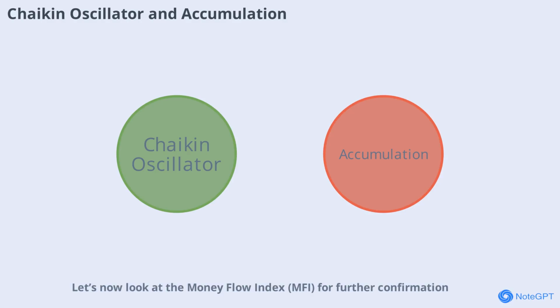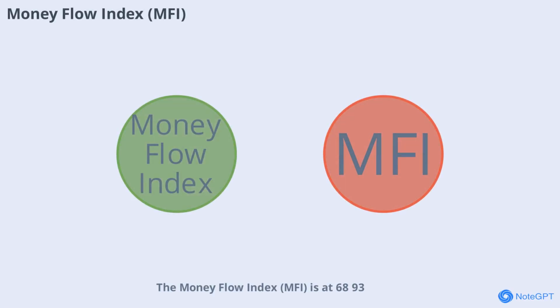Let's now look at the Money Flow Index, MFI, for further confirmation. Money Flow Index, MFI, is at 68.93, which is close to the overbought threshold of 70. This suggests that while buying pressure has been strong, the stock could be nearing a short-term peak. High MFI values often precede a pause or minor correction, especially when combined with other overbought signals.